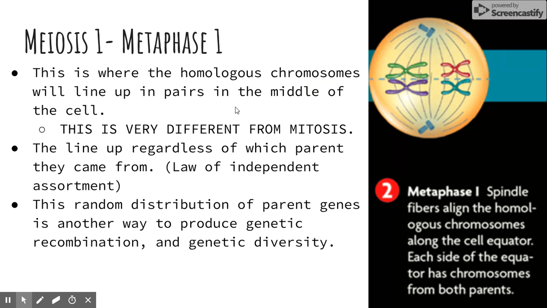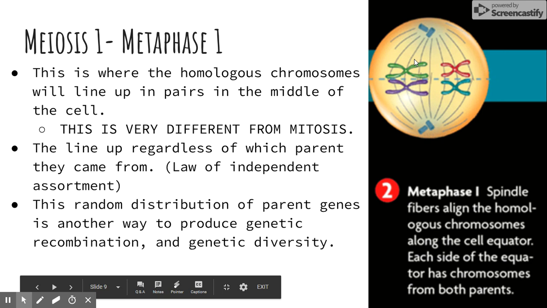So then we have metaphase. Metaphase 1 is where the chromosomes are going to line up in the middle of the cell, which sounds pretty familiar, except when you think about how they're lining up. In metaphase 1, in meiosis 1, we're going to line up as homologous pairs. That means we're going to have each of the pairs of chromosomes lining up next to each other. This is very different from mitosis, where they lined up in a single file line so that we could pull apart the single chromatids from each pair of chromosomes.